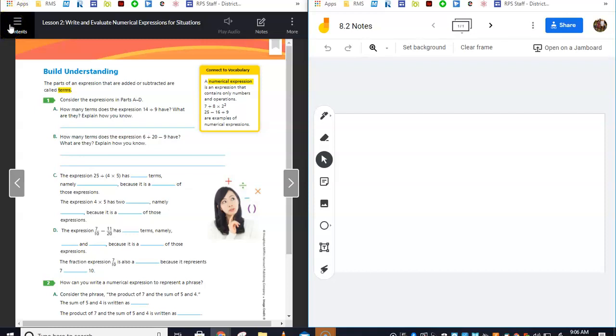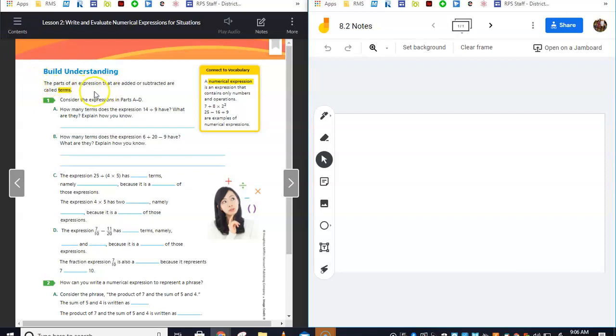Okay, this is Module 8, Lesson 2, Write and Evaluate Numerical Expressions for Situations. It's just a fancy way of saying we're going to be doing order of operations. This is on page 240. Make sure you are following along. First, let's look at the vocab. We have two vocabulary words here.